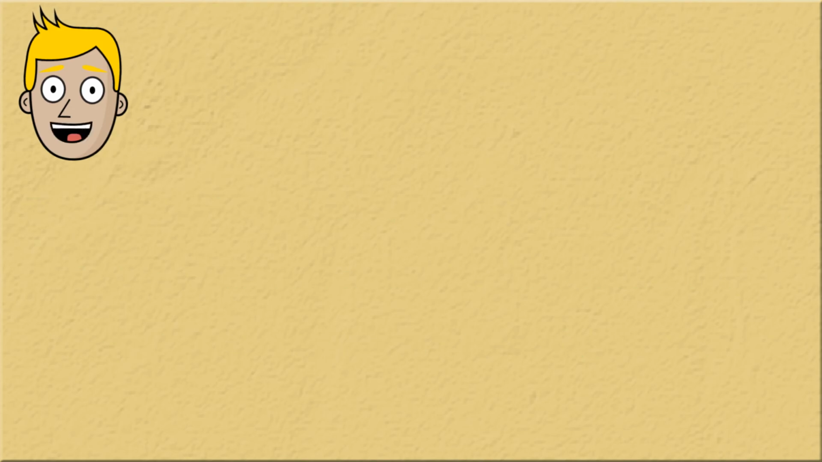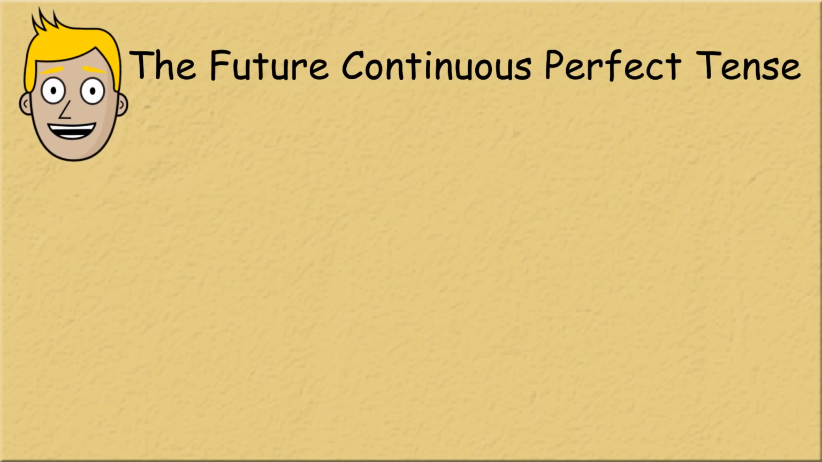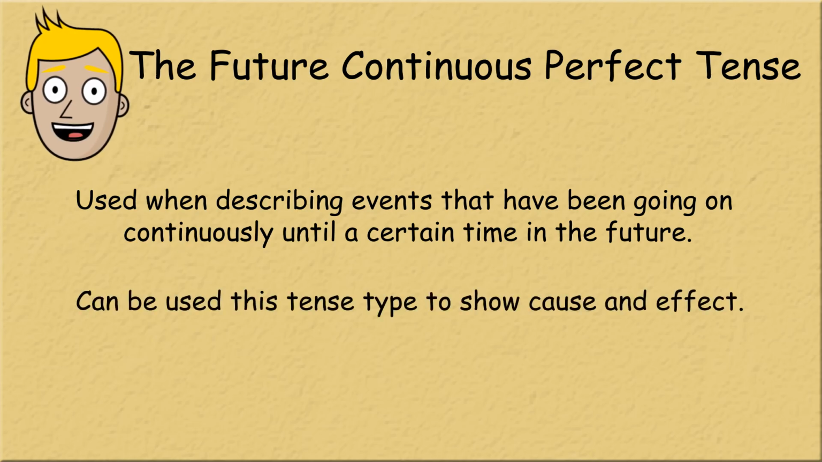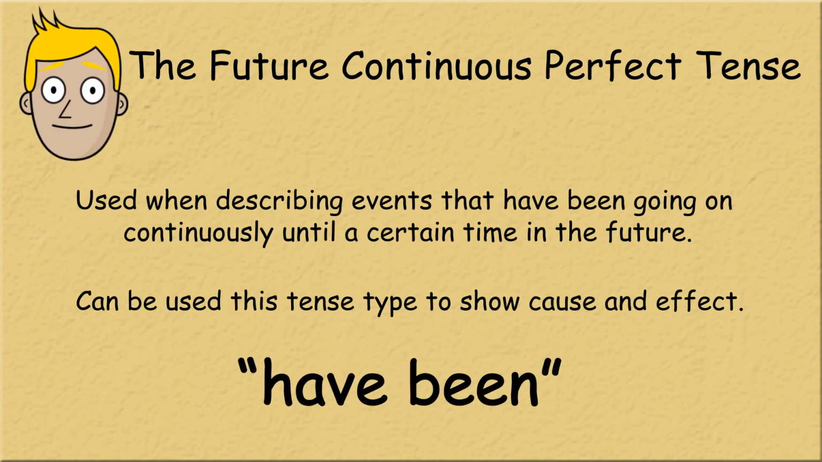Our final tense type is the future perfect continuous tense. This tense is used when describing events that have been going on continuously until a certain point in the future. We can use this tense type to show cause and effect. An easy way to identify this tense type is through the presence of have been.